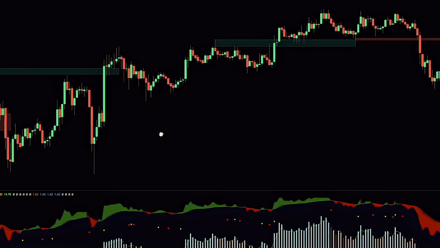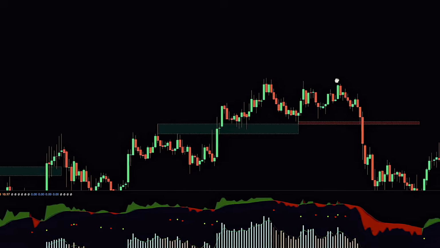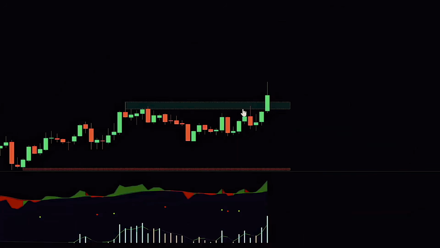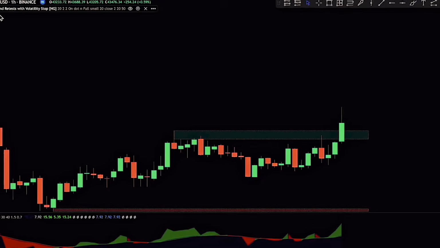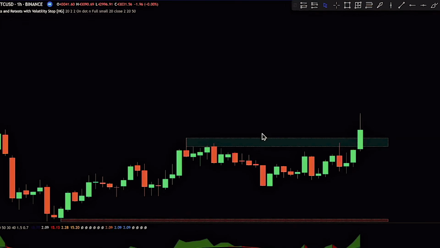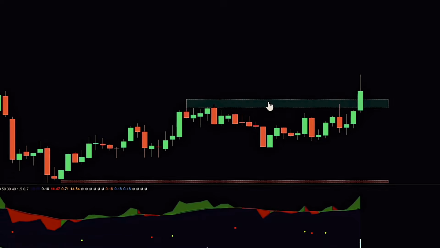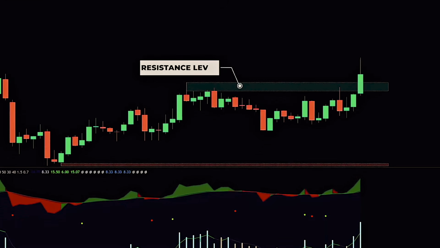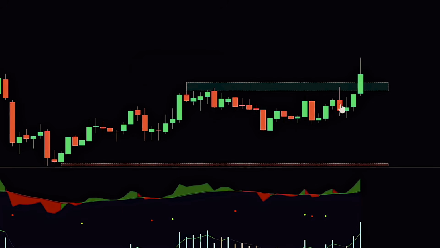Now let's talk conditions. There are 4 things we need before taking a long trade. First, we need the market to form a resistance level. You'll spot this using the breaks and retest indicator. A green horizontal line shows resistance. Second, wait for the price to break and close above that resistance. That breakout candle is what we'll use to enter the trade.